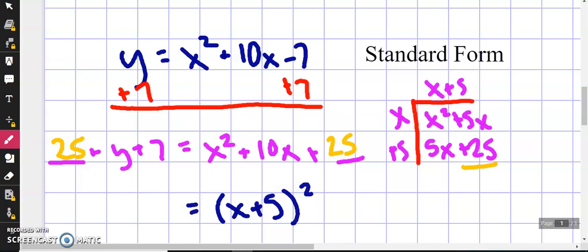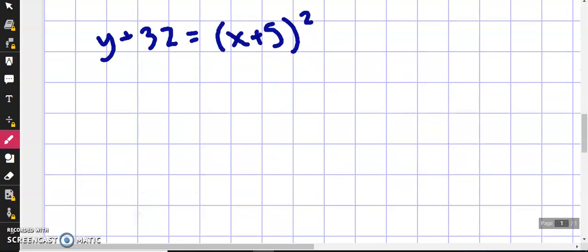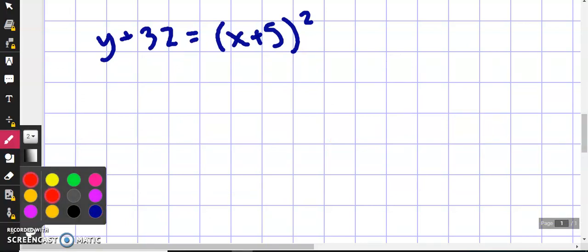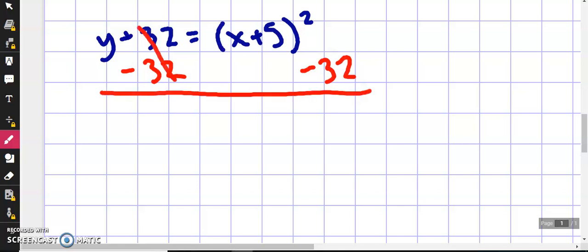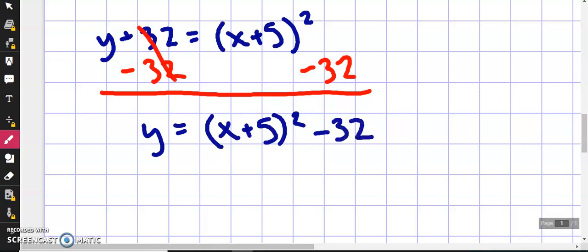And then on the left-hand side, I can just combine my like terms. So I should take 25 plus 7 to get 32. And then to finalize my vertex form, I'll just take that 32 and move it back to the other side. So I'll see y equals x plus 5 squared minus 32.